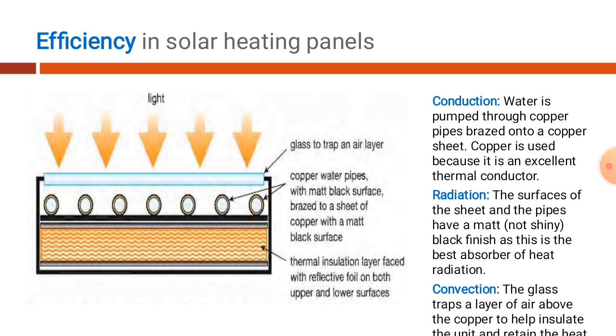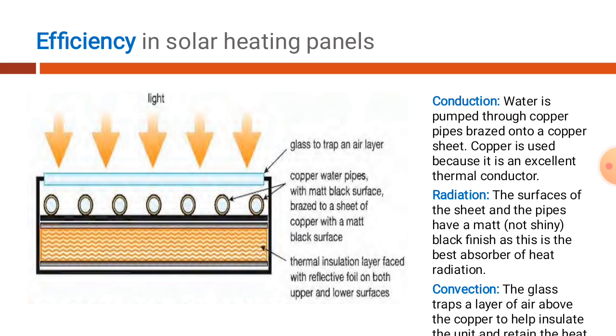So how does this help in reducing conduction? The water is pumped through copper pipes. These are the copper pipes. The water stays inside the copper pipes, raised onto a copper sheet. The copper is used because it is an excellent thermal conductor. It doesn't allow the heat to escape. Then the surface of the copper sheet is coated with a matte black finish, because, as we have already discussed, matte black surfaces are good absorbers. They absorb enough heat, so this doesn't allow the heat to escape.